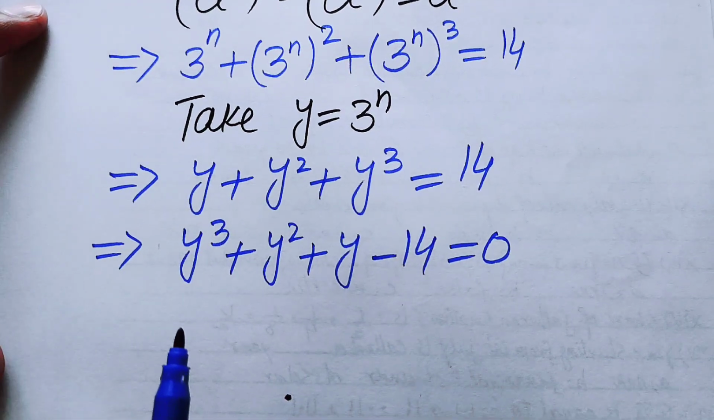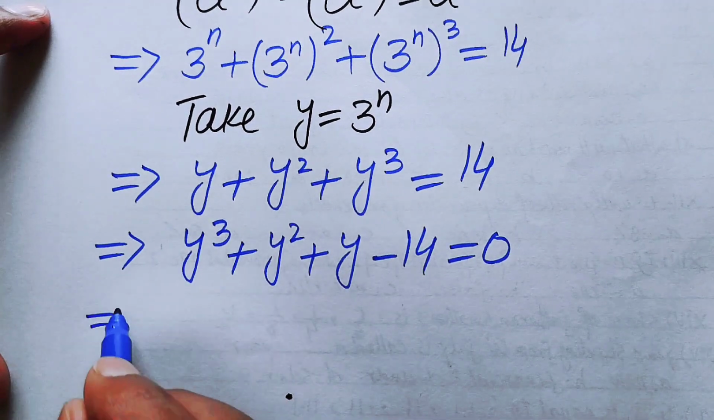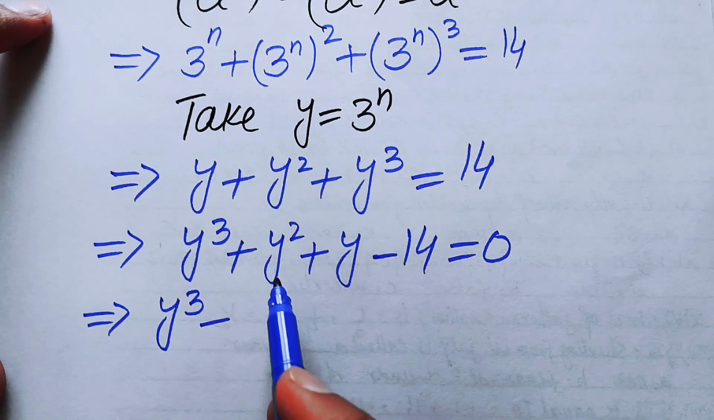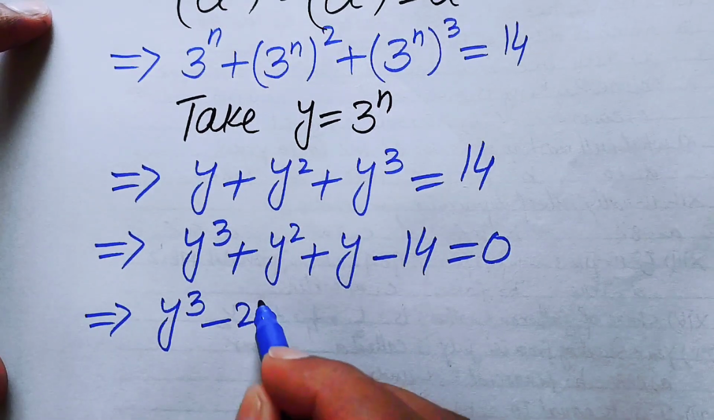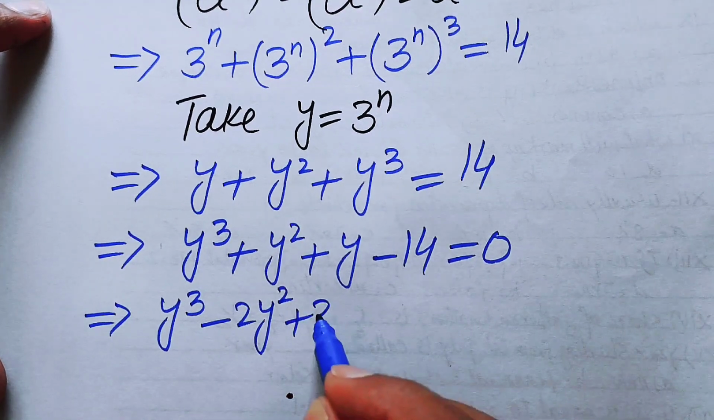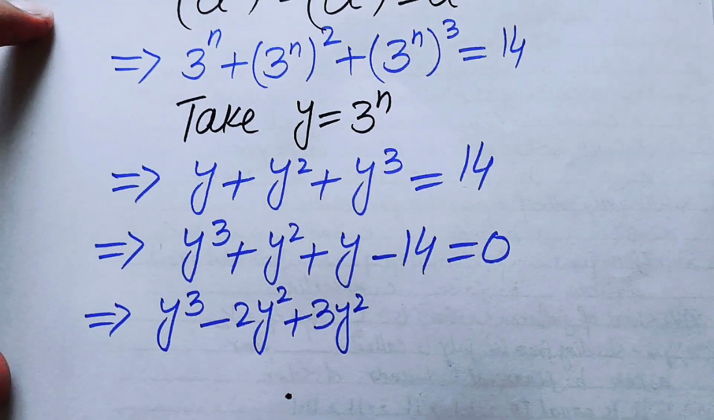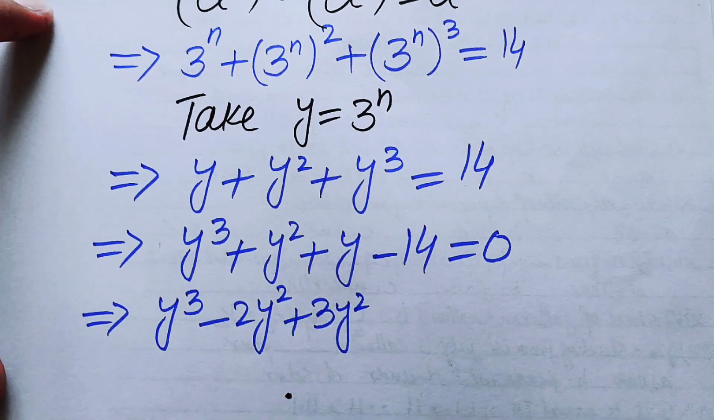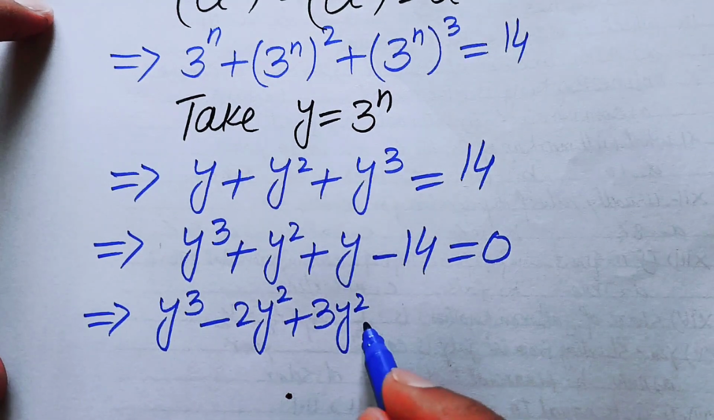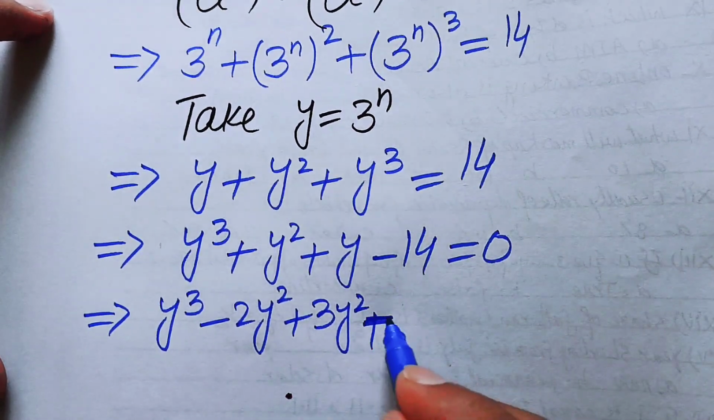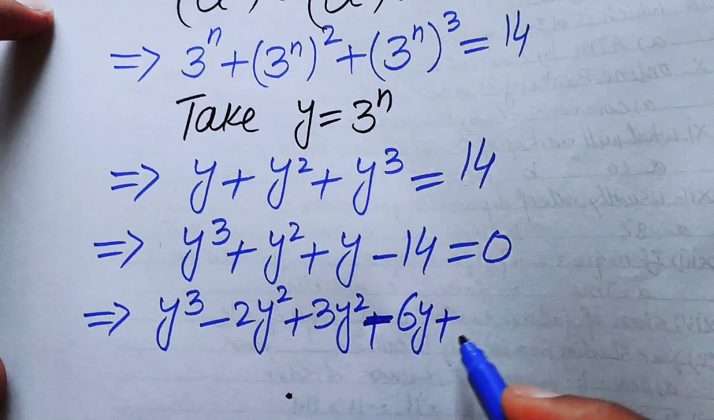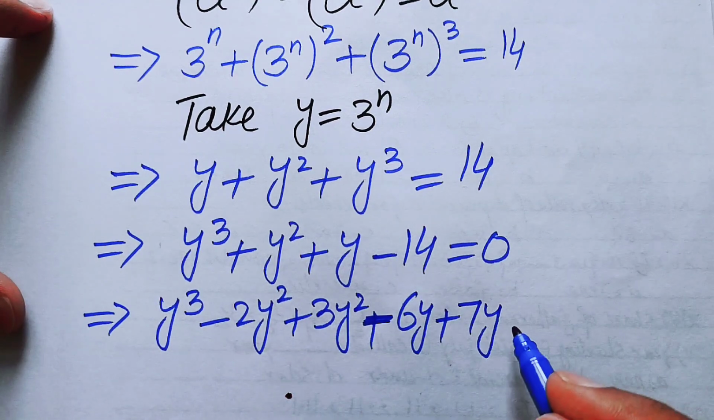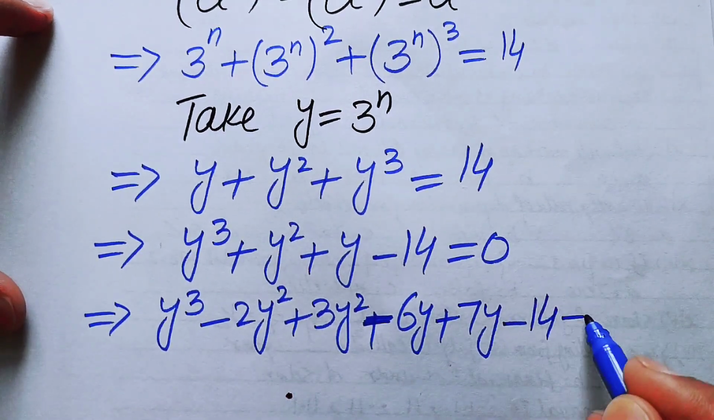In order to find the factors of this equation, I can rewrite it in the form of y cubed. Here you have y squared, and I can write this y squared as 2y squared plus 3y squared, and you know that minus 2y squared plus 3y squared is equal to plus y squared. Similarly we will write this plus y as minus 6y plus 7y, because minus 6 plus 7 is equal to plus 1, and minus 14 is equal to 0.